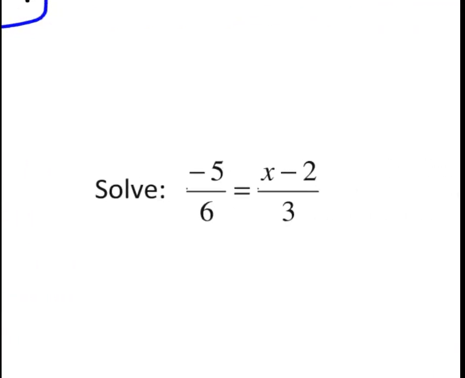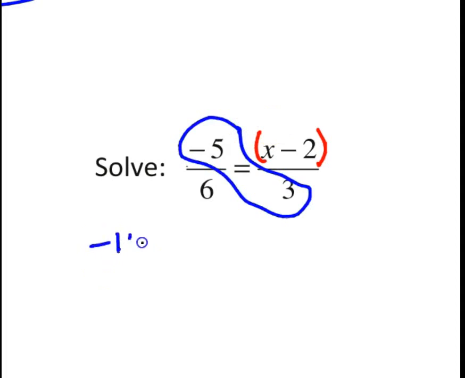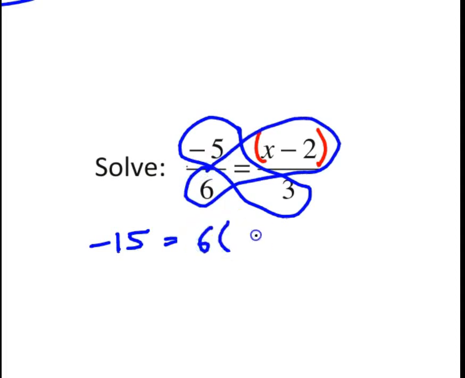Another proportion. This time we have the adding, subtracting on one of them. So just put parentheses around that when you see that. So we'll have to multiply these two together, right? So we got negative 15, and then multiply these together, and we'll have 6 times x minus 2 with the parentheses. So we have to distribute to solve. 6x minus 12.